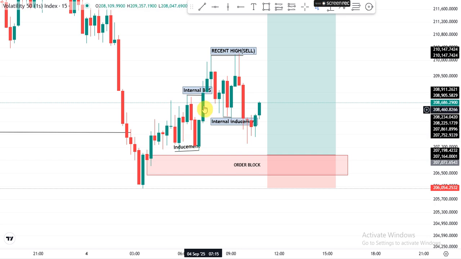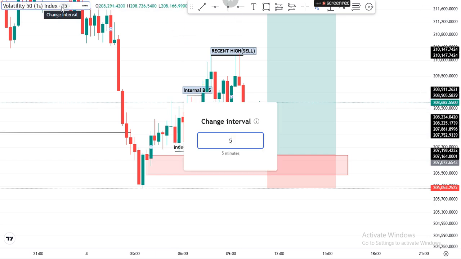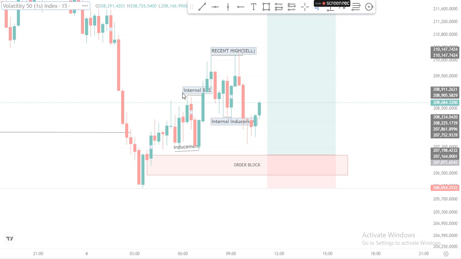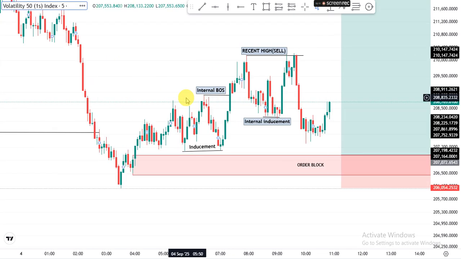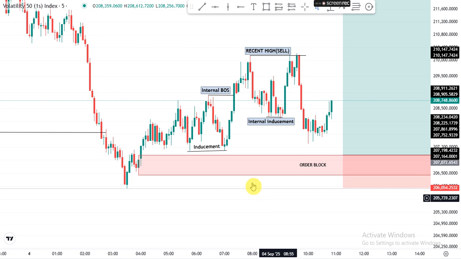So it still came down. But let's switch to 5 minutes. In case you are not seeing it well, use the next lower time frame so you can see it properly. All right, so look at the 5 minute time frame.